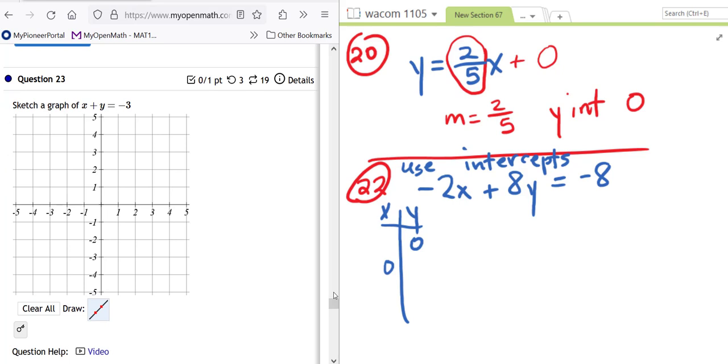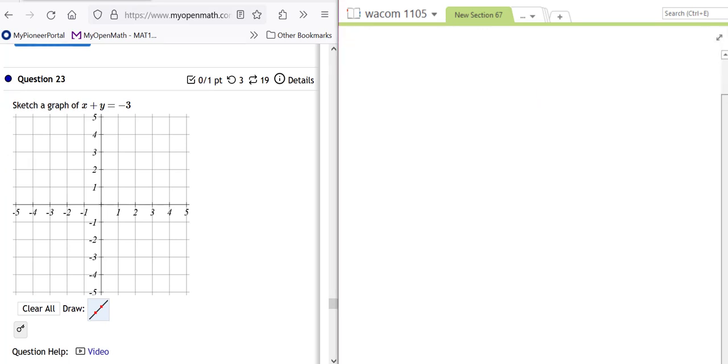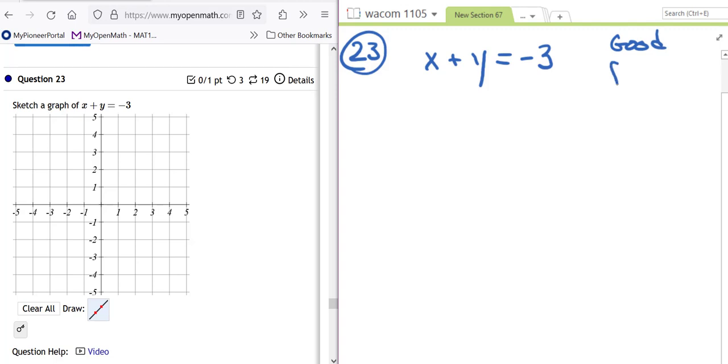Right, this one they're not giving you the hints, but it is a really good one to do that way. I'll do this one with you since they didn't lead. Right, the reason it's good for intercepts is because x and y are on the same half. So good for intercepts.